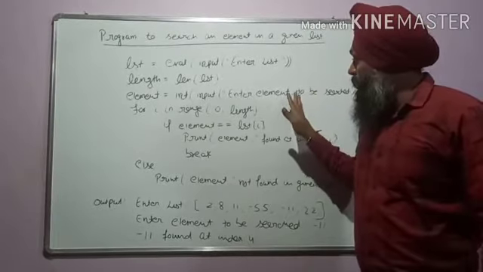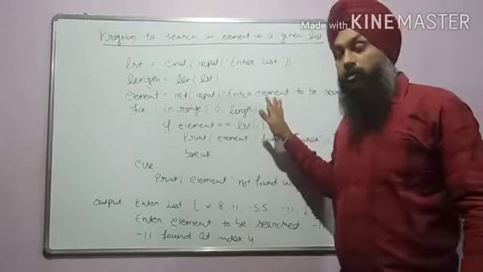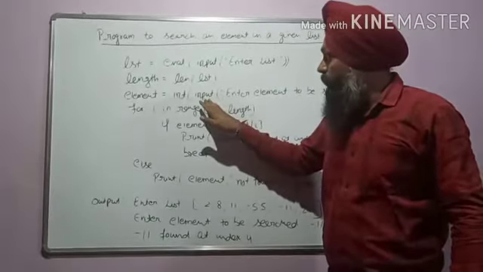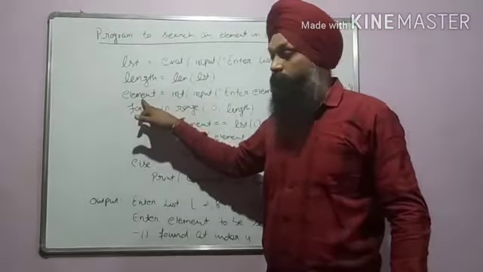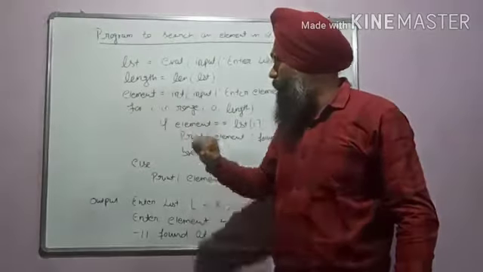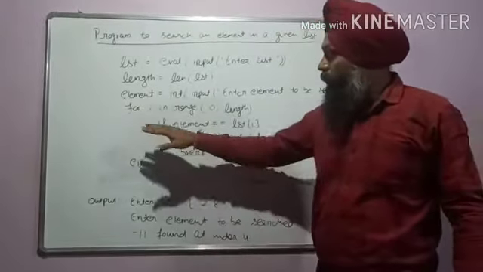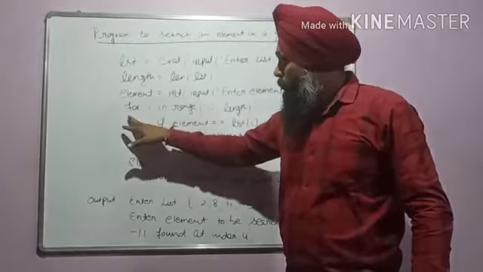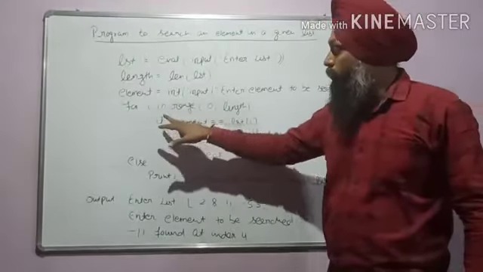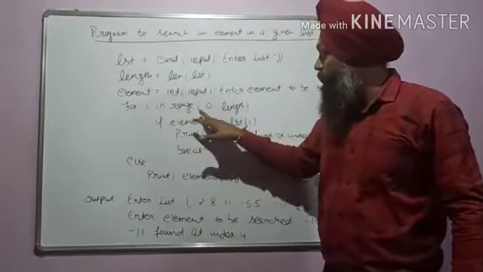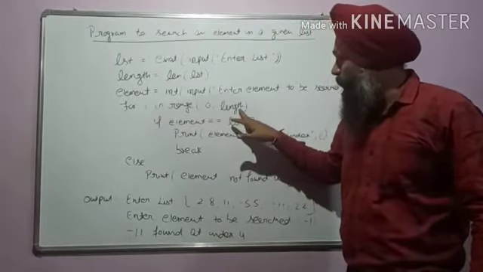So this element is also entered with the help of the input function, and that value will be stored in this variable element. Next, we have the for loop. It is written as per the syntax of the loop: for i in range(0, length).